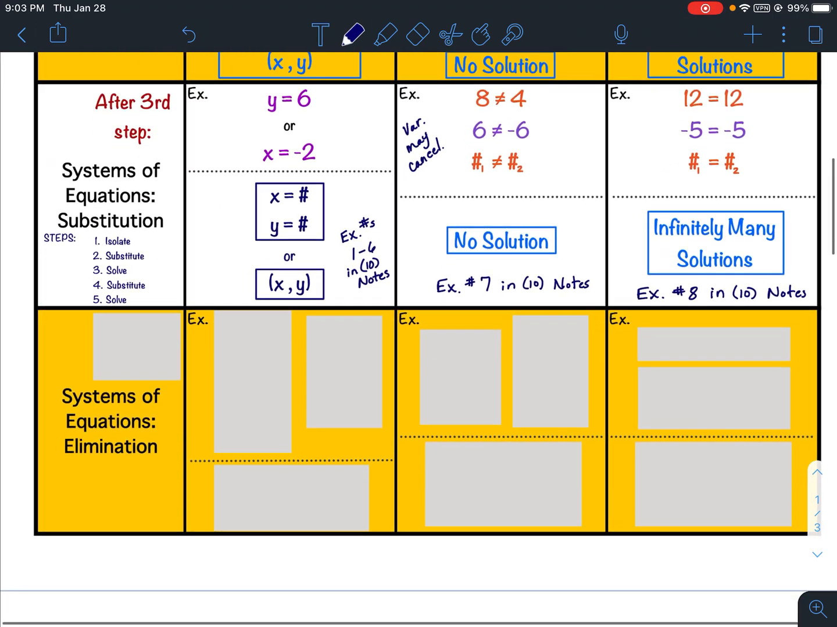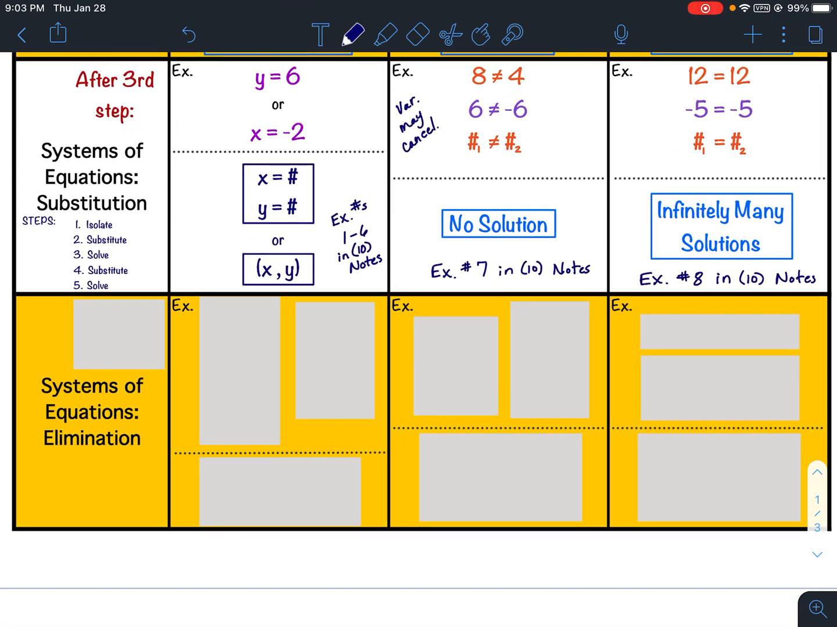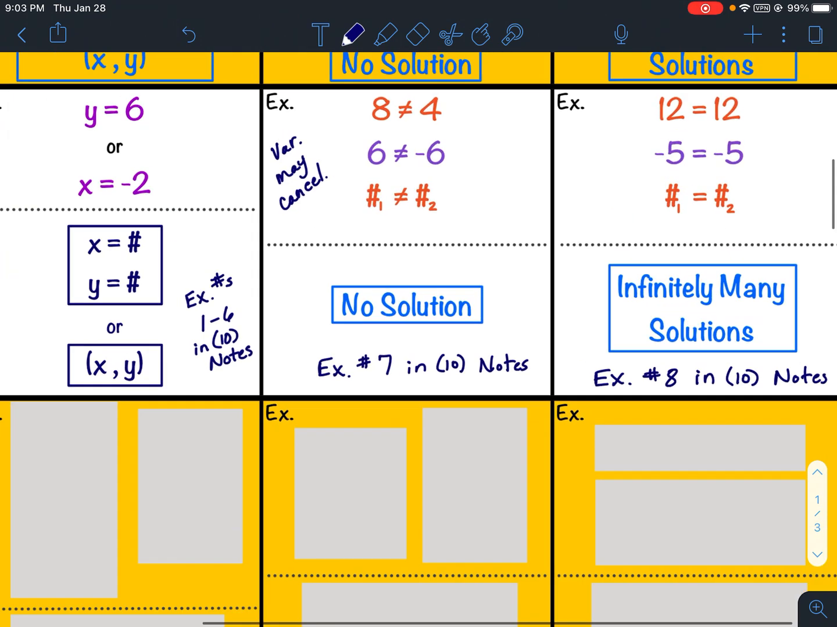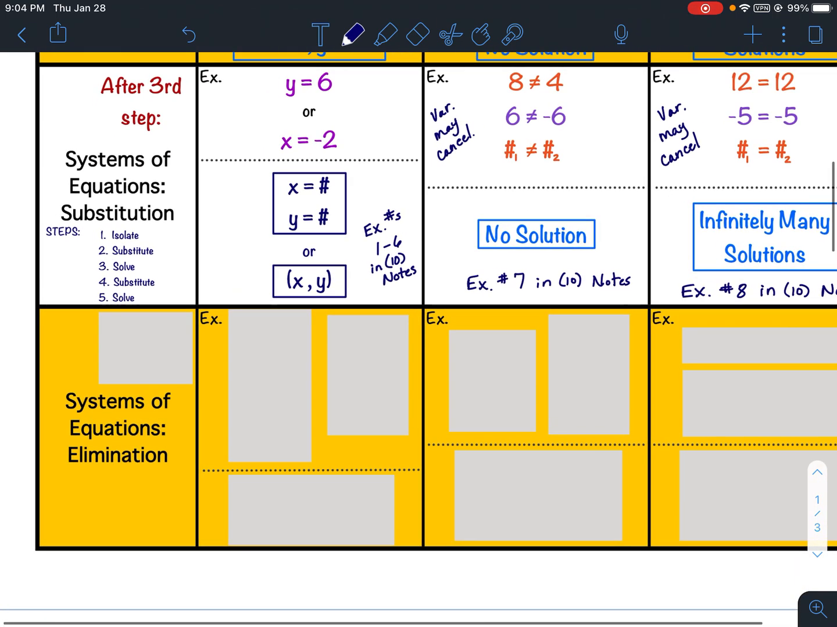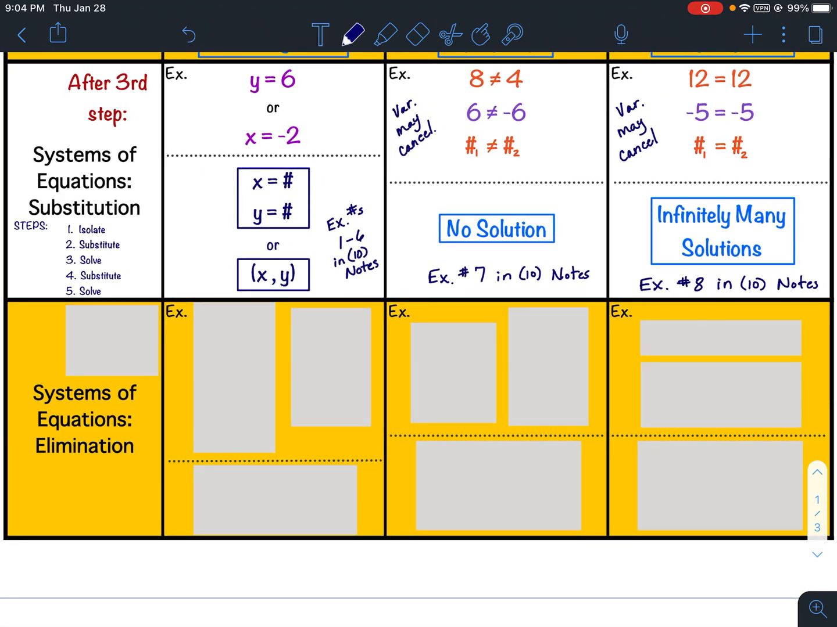All right, so before you stop your video, please pause it. Make sure you have everything written down. I guess again we probably should put variables may cancel here also. All right, so make sure you have absolutely everything written down before finishing the video. If you have any questions, let me know.